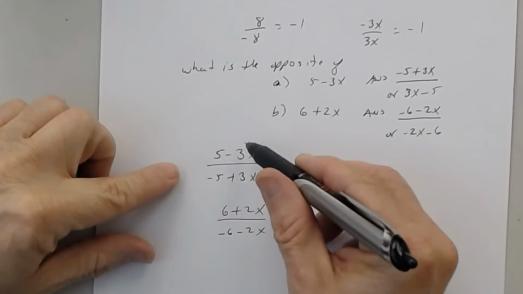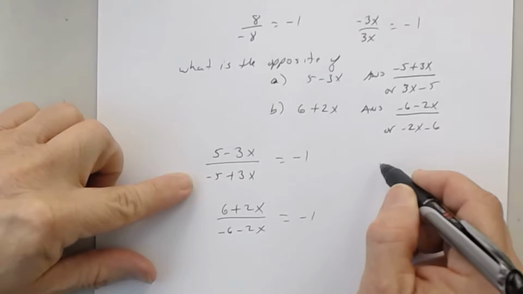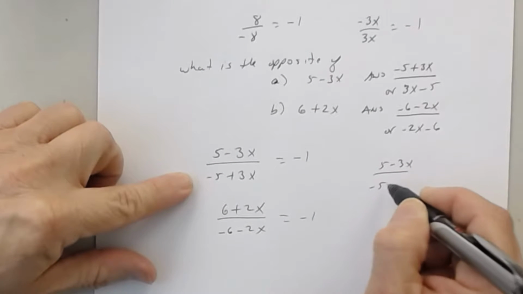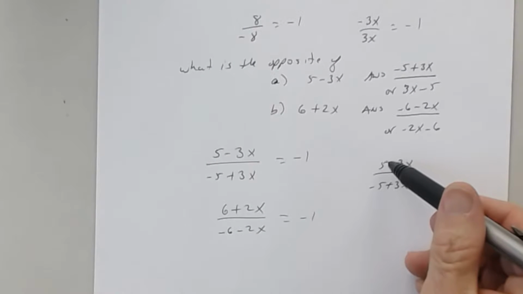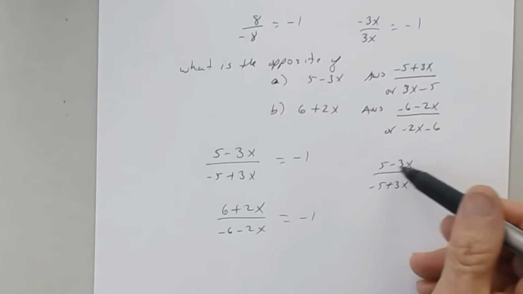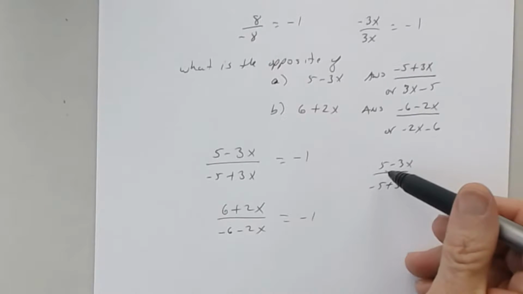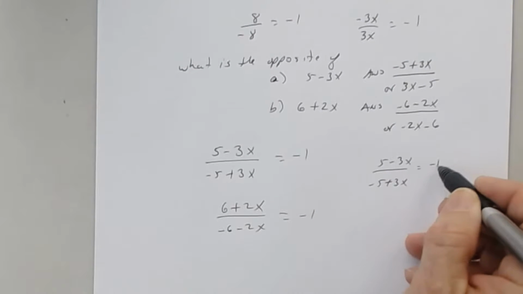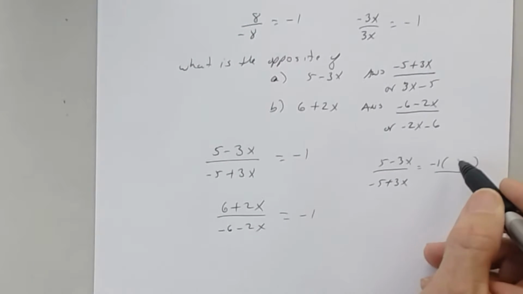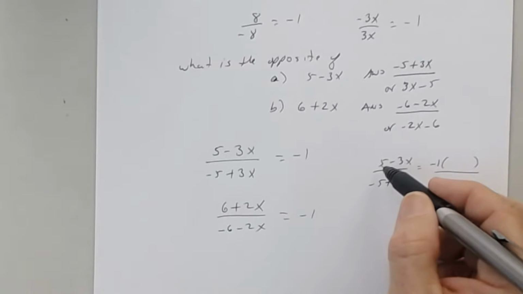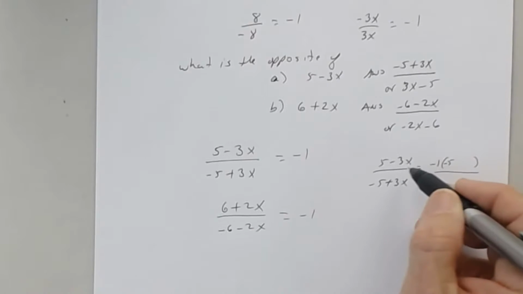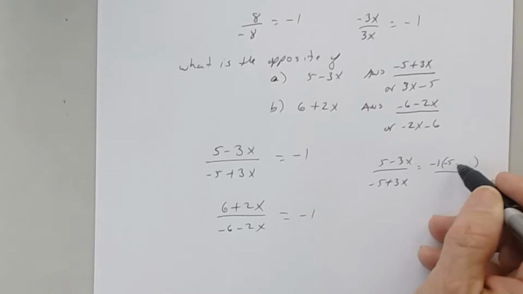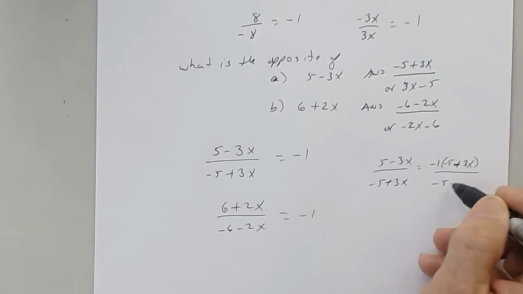Now, I'm going to go back to this one here. I'm going to rewrite this: 5 minus 3x divided by negative 5 plus 3x. And just to show you that you do get negative 1, I'm going to factor out a negative 1 from the numerator. If I factor out a negative 1, what does that numerator in parentheses become? Negative 1 times what's a positive 5? Negative 5. Negative 1 times what's a negative 3x? Positive 3x. And my denominator, I'm leaving alone.